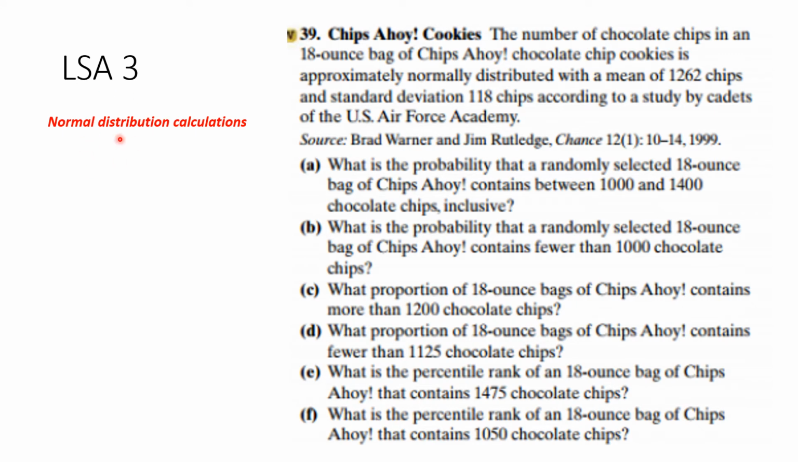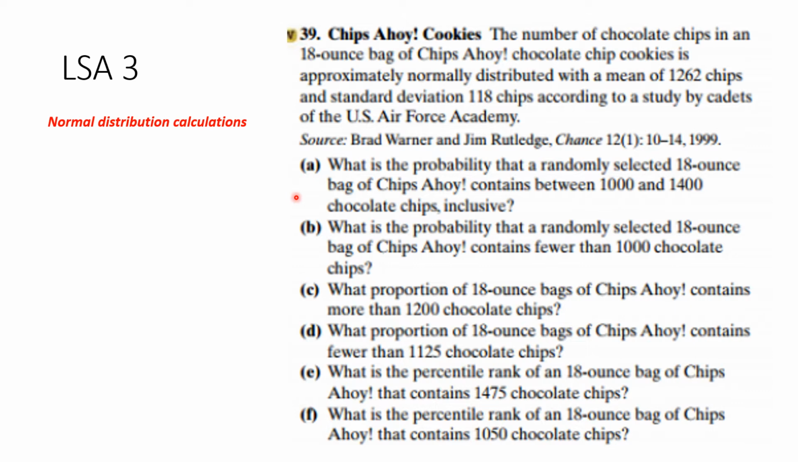LSA 3 dealt with normal distribution calculations and had to do with Chips Ahoy cookies. The number of chocolate chips in an 18-ounce bag of Chips Ahoy chocolate chip cookies is normally distributed. That's the mean number, and that's the standard deviation. And this actually was something done by cadets at the U.S. Air Force Academy. So I asked you a bunch of questions.